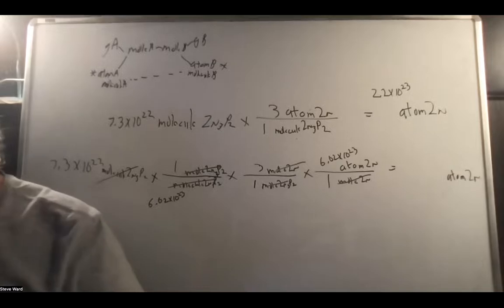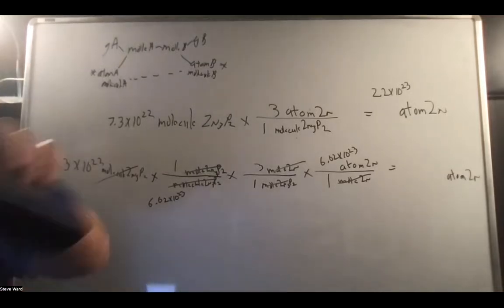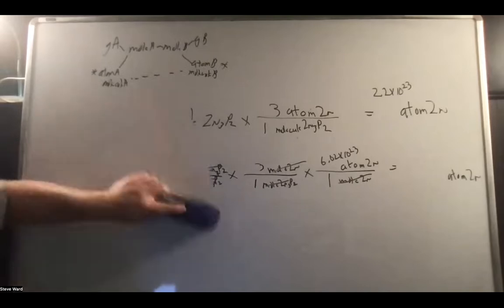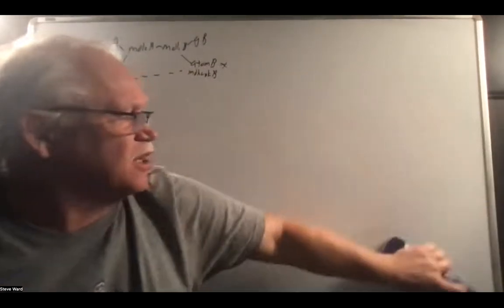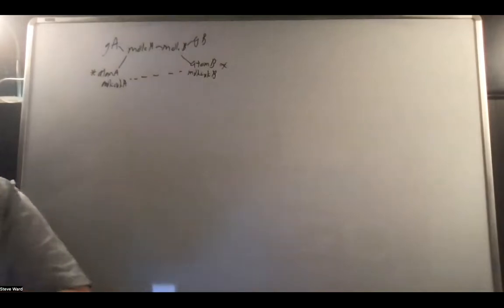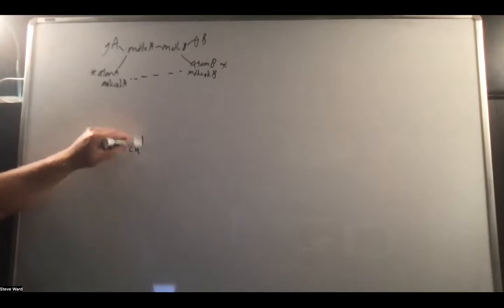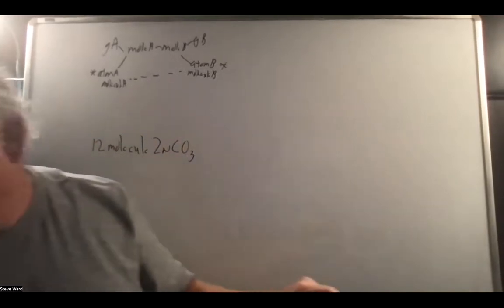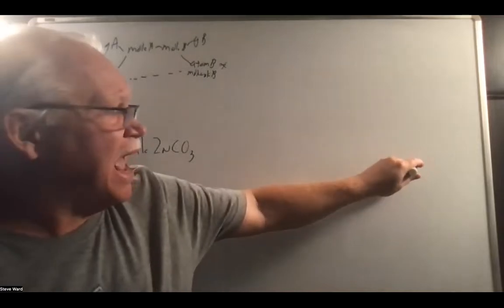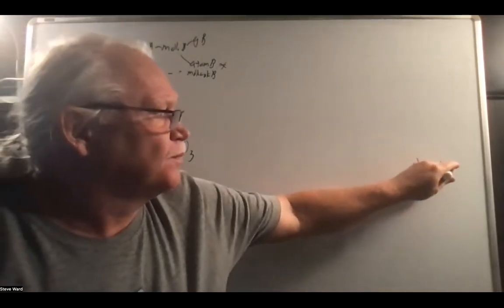Sometimes the shortcut works really nicely. So go to the problem on page 12. Notice the question says the total atoms. So we know that we have 12 molecules of zinc carbonate. And we want to know how many atoms total.